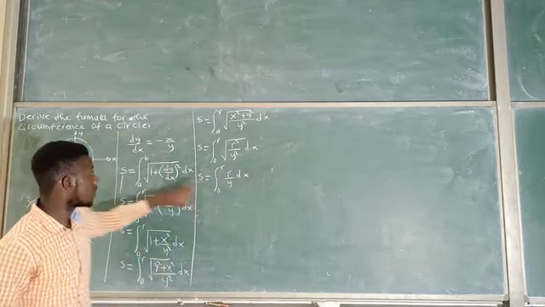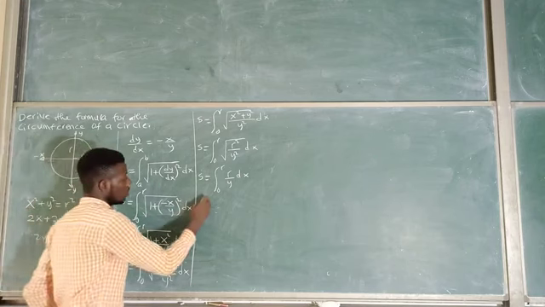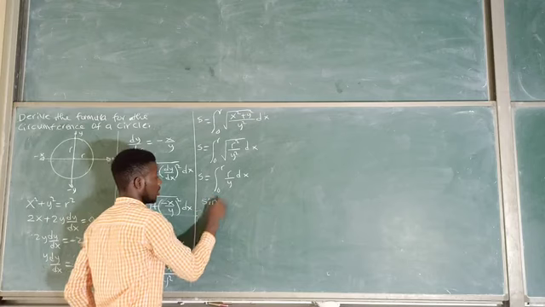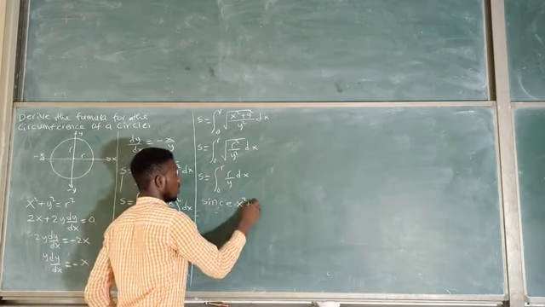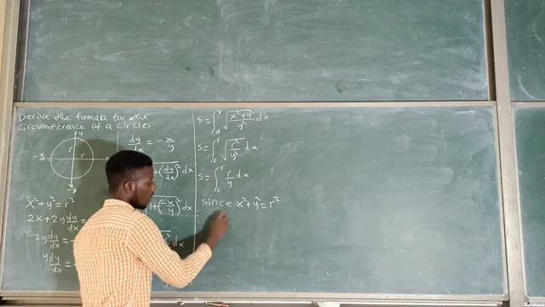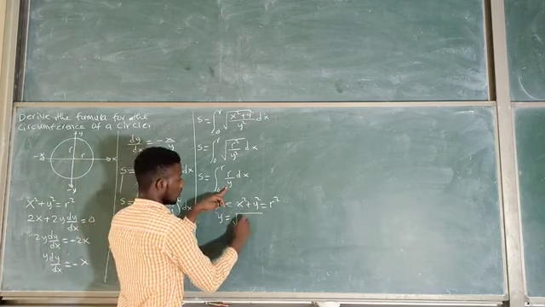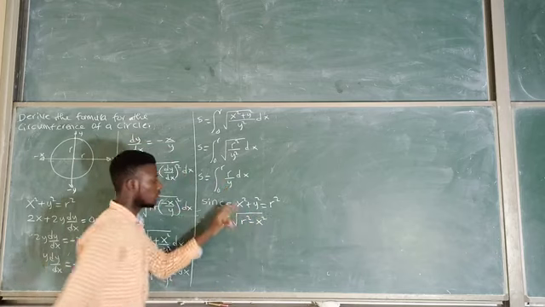So what is my y? From this equation, x squared plus y squared is equal to r squared, I can solve for y, which will be equal to the square root of r squared minus x squared. This will be my y.